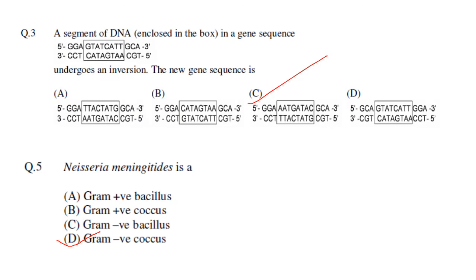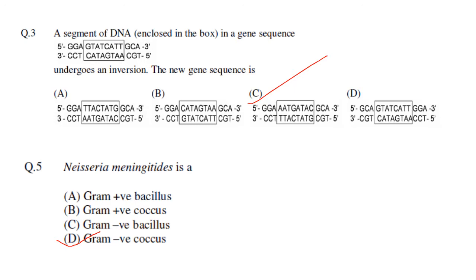Now, a segment of DNA enclosed in the box in a gene sequence is given. This undergoes inversion. The new gene sequence is. Inversion, what is inversion? Inversion is a phenomenon in which DNA sequence reverses by 180 degrees. Since the sequence GTATCATT and its 180 degree reversal will give the sequence TTACTATG, and the complementary sequence will be AATGATAC. So answer is option C.